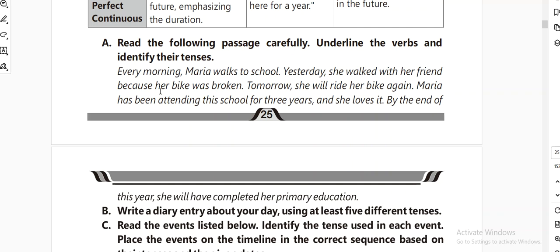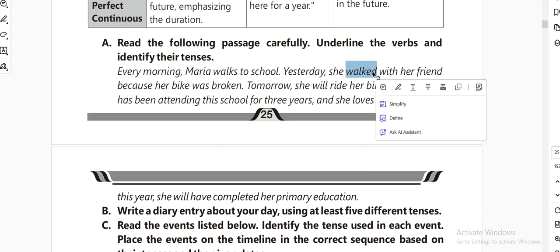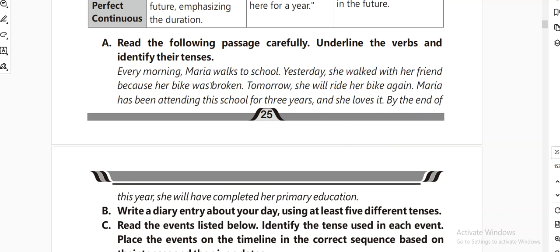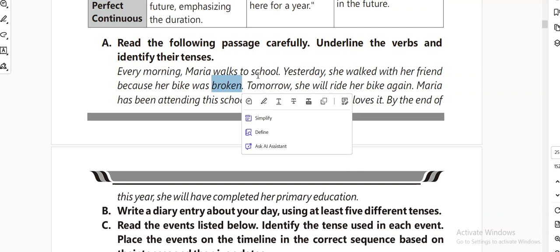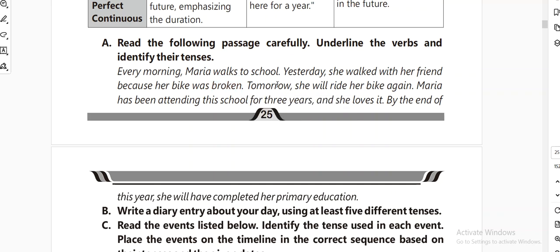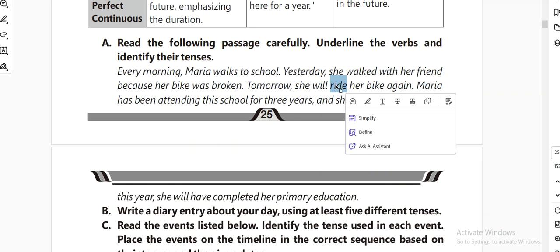Yesterday she walked with her friend because her bike was broken. So in the second sentence, walked is our verb and this is the second form of the verb, so clearly it is showing that it is past indefinite tense or simple past tense. Her bike was broken, broken is also a verb. Tomorrow she will ride her bike again. Now the word tomorrow will tell us that it's future tense. She will ride her bike again. Here the word ride is our verb and it is simple future tense.